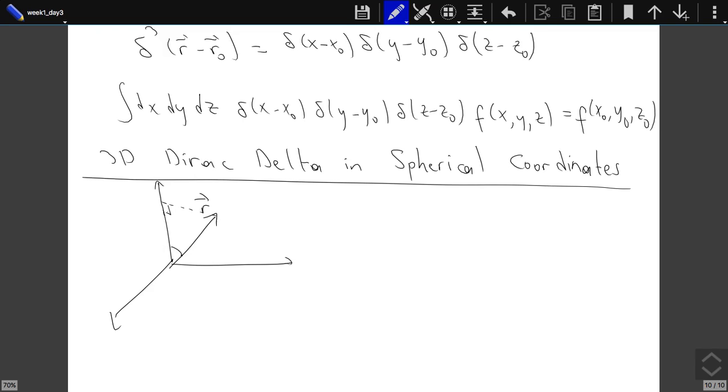So there is this angle over there. This is what we call the theta angle. Theta takes values between 0 and pi, inclusive, yes. Then we have the perpendicular projection on the xy plane.